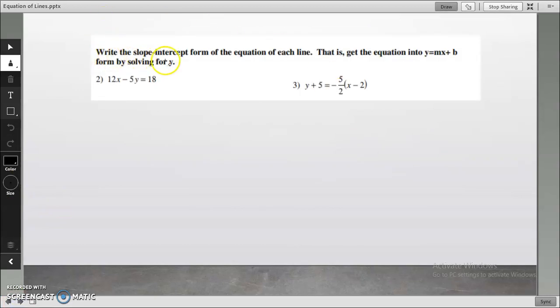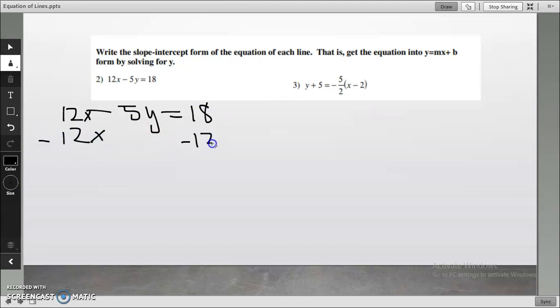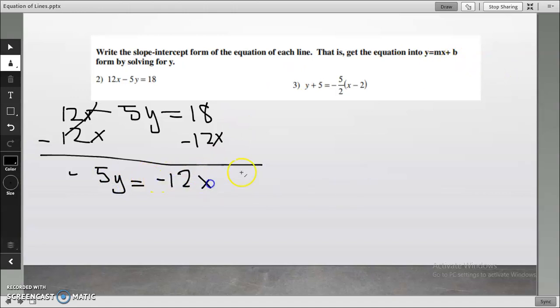It says write the slope-intercept form of the equation of each line. That is, get the equation to y equals mx plus b by solving for y. All right, so I have 12x minus 5y, similar to what we did just right before. We want to get y by itself, so I'm going to subtract 12x from both sides. That's the first thing I'm going to do. And I get negative 5y. And I want it in mx plus b, so I'm going to put my minus 12x first, plus 18.